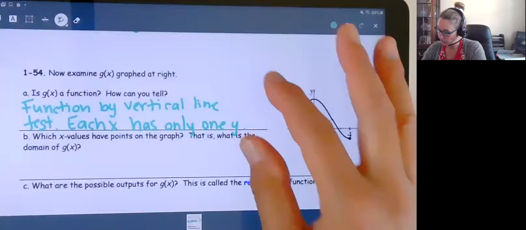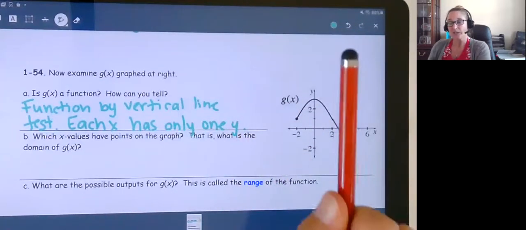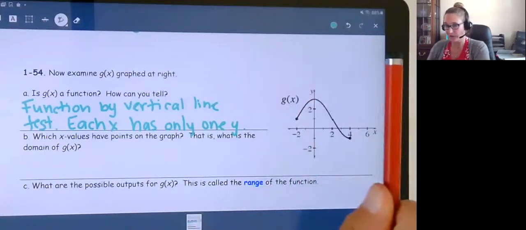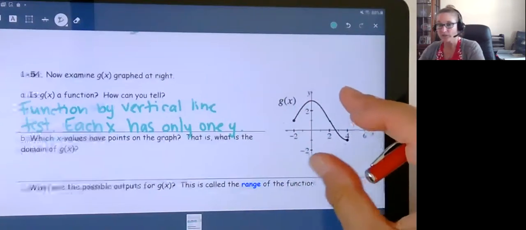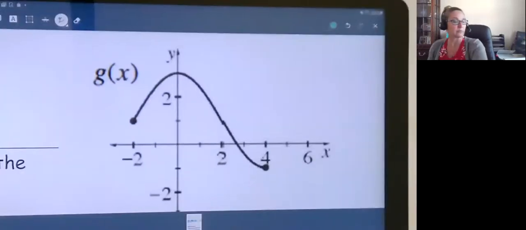Then it says which x values have points on the graph. That is, what is the domain? So domain is your x's. It's how far to the left the graph goes and how far to the right the graph goes. Okay, so I'm going to zoom in here, and I'm going to refocus this.